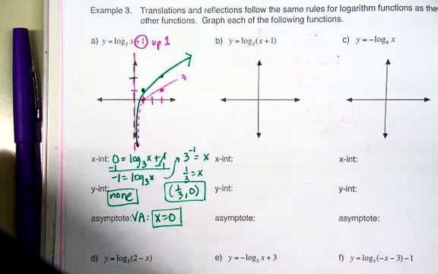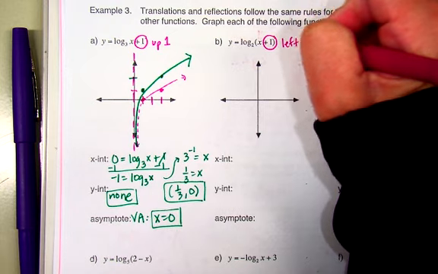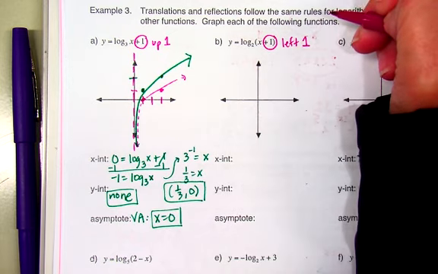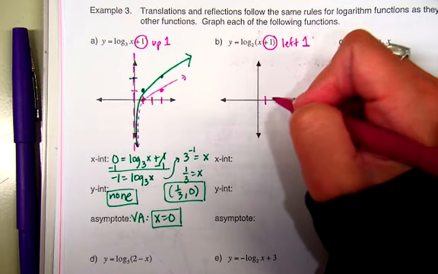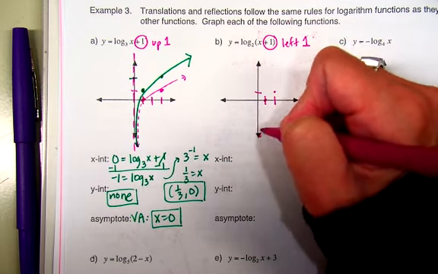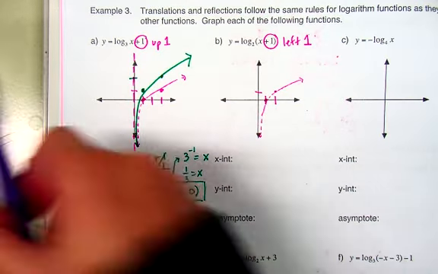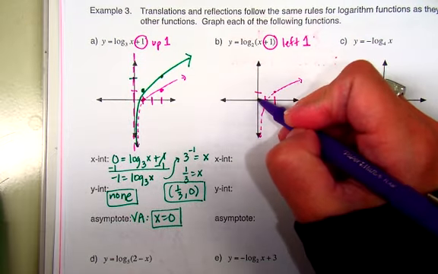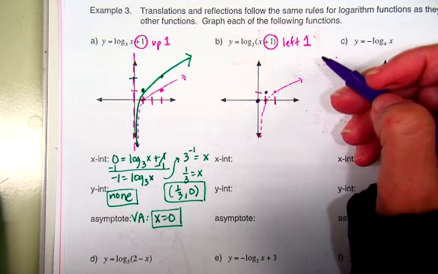Okay, for the next one, how is this one going to shift? Since it's a plus 1 in here, we're going to go left 1 inside the parentheses. So again, my parent function, this is a base 2 this time, so the point is 2, 1. There's my parent guy, and it's going to move left 1. So the point at 1, 0 is now at 0, 0. The point at 2, 1 is now at 1, 1.